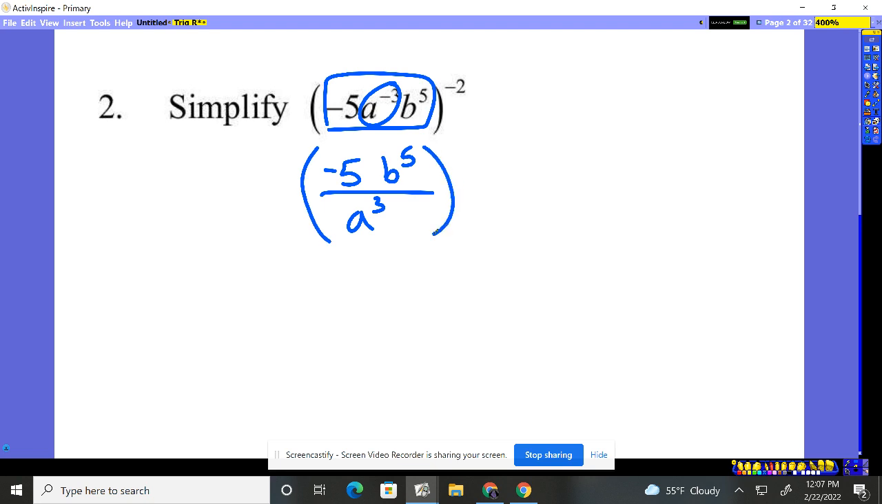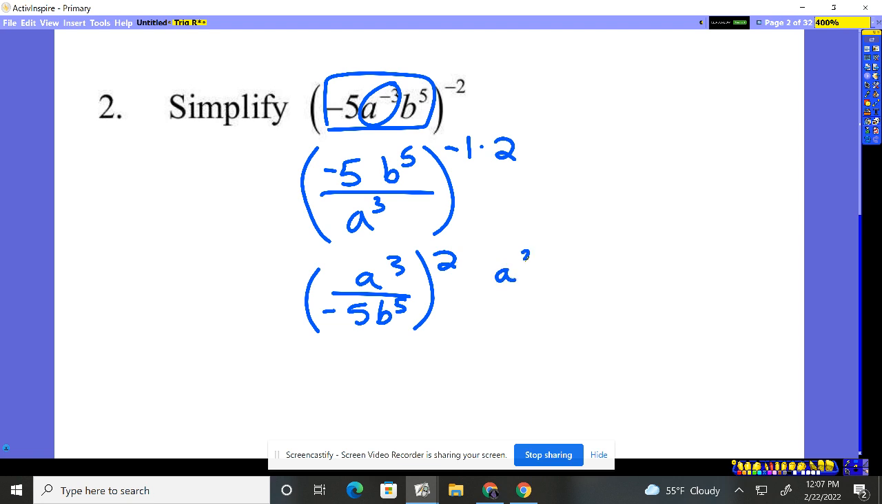Now I need to do it to a negative 2 power. That's the same as a negative 1 times 2. That's the trick. Negative 1 means the reciprocal. So we flip this. Everything on top goes to the bottom. Everything on bottom goes to the top. And now that you've done that, you're just going to square this.